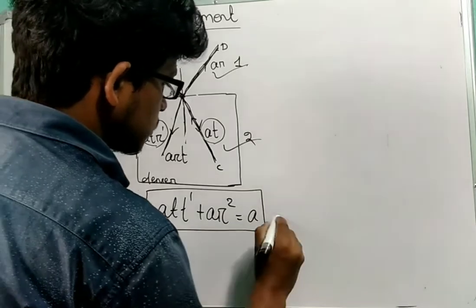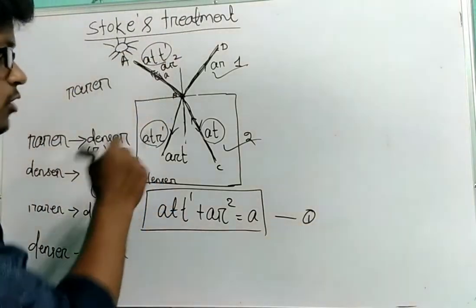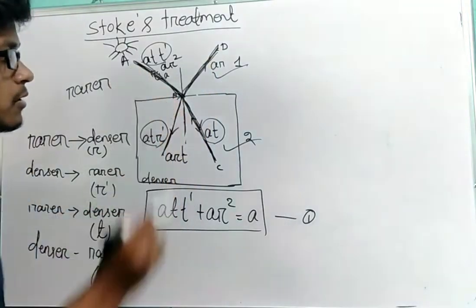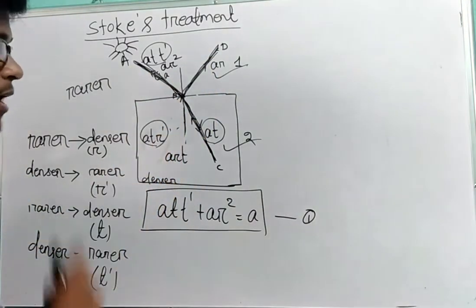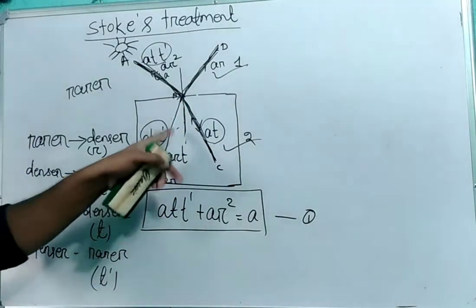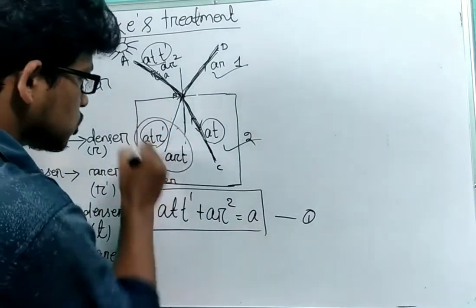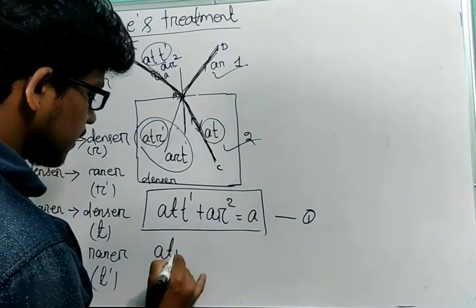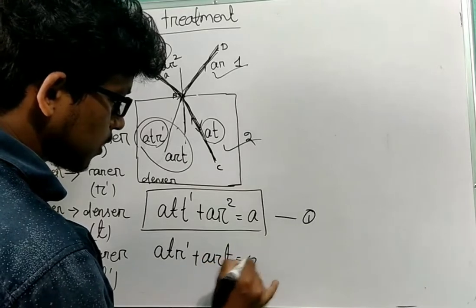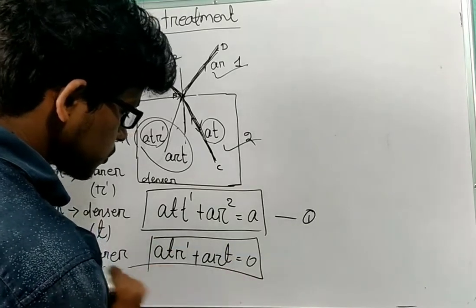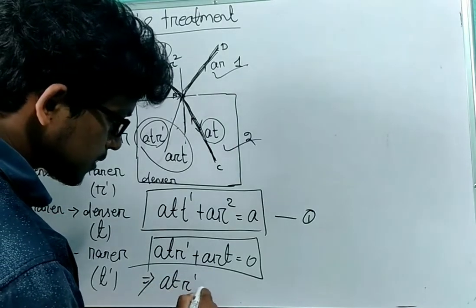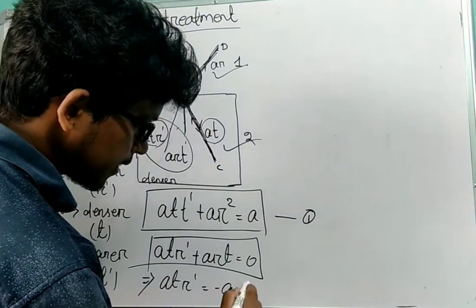That is one equation. Another equation is there. If we reverse this, these two will come, but originally this was absent. We have assumed this line. So if we add these two, ATR dash plus ART equal to 0. I got two equations. From this equation what I am getting? ATR dash equal to negative of ART.